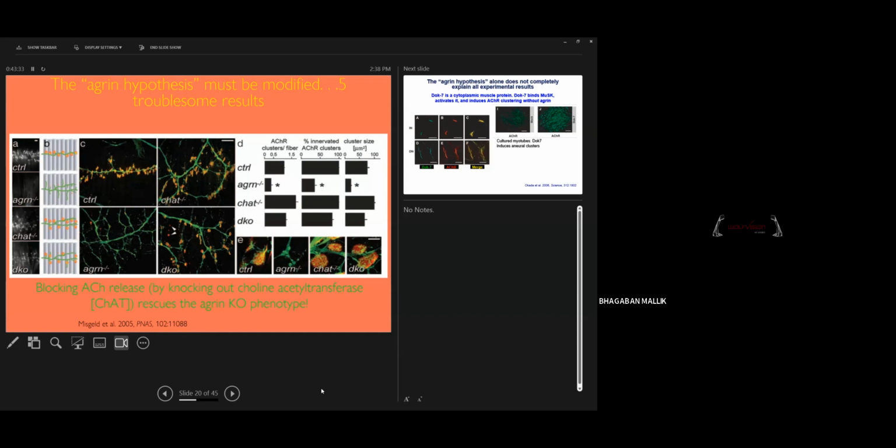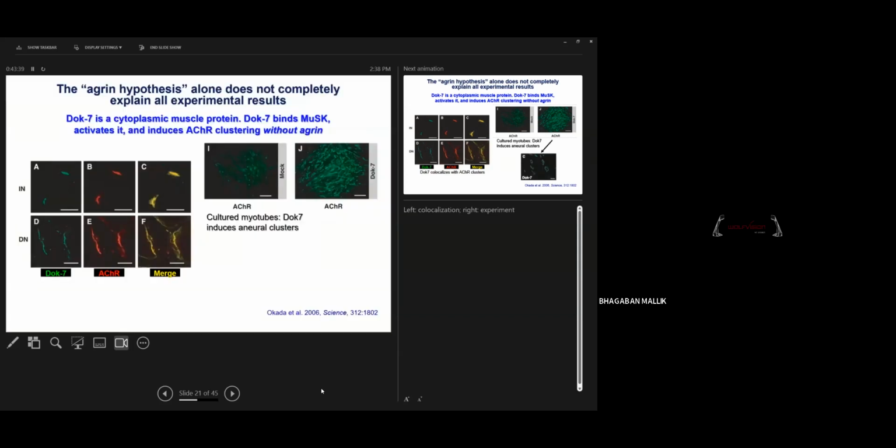In the coming slides, I will show you how this is happening and what the mechanism is for this clustering of the receptor. Here they eventually found that the molecule DOK7 is actually required for the clustering of the receptor. I will show you in the coming slides what the role of agrin is, what the role of DOK7 is, and how it helps clustering of the receptor.